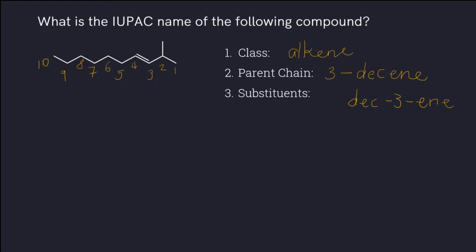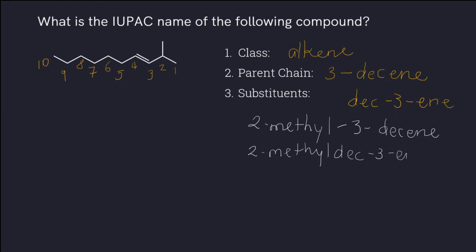So the substituent is a methyl group. So it is a 2-methyl group. Therefore, this compound is named as 2-methyl-3-decene. This is a little bit more pronounceable than 2-methyldec-3-ene, which is the preferred IUPAC name. But for chemists, they probably would use the first one because it's easier to say.